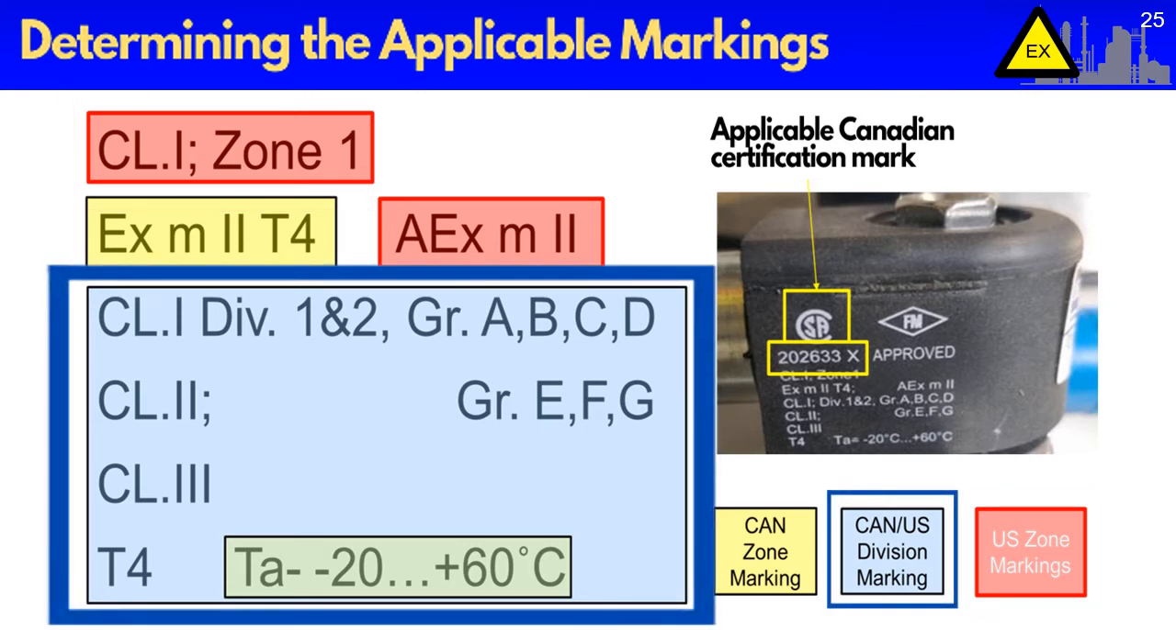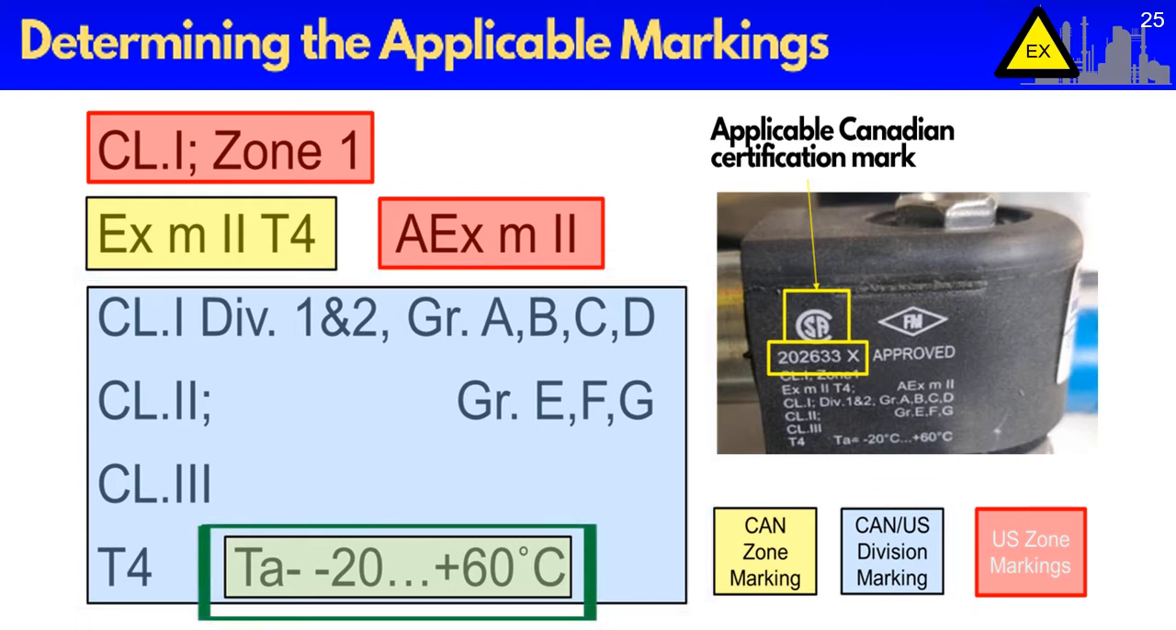The division markings highlighted in blue are identical for both Canadian and U.S. jurisdictions. The ambient temperature range indicated applies to explosion protection. It does not imply that the product will operate within this temperature range. It suggests the product will provide explosion protection within its temperature range.